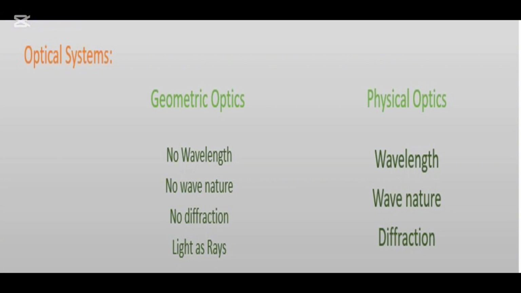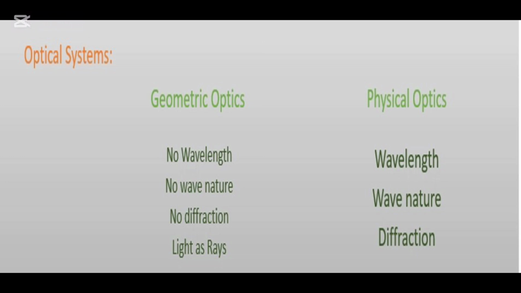So geometric optics is very simple. No botheration about the wavelength, no botheration about the wave nature of light, no diffraction, and light will be treated as rays. So the simplest case, or the ideal case, is geometric optics. If we want to study anything in a pure ideal situation, we shall be talking about geometrical optics. And in geometric optics we shall be disregarding diffraction.